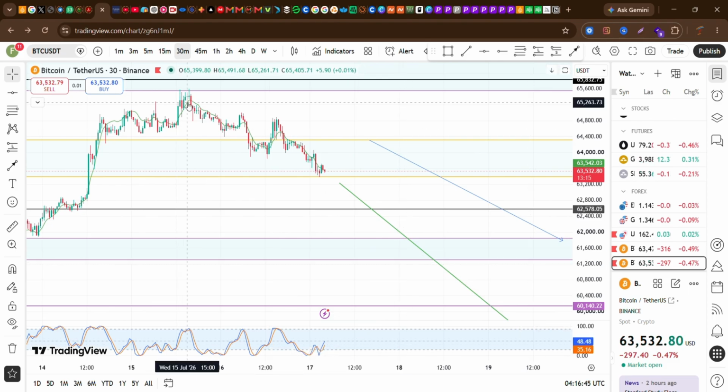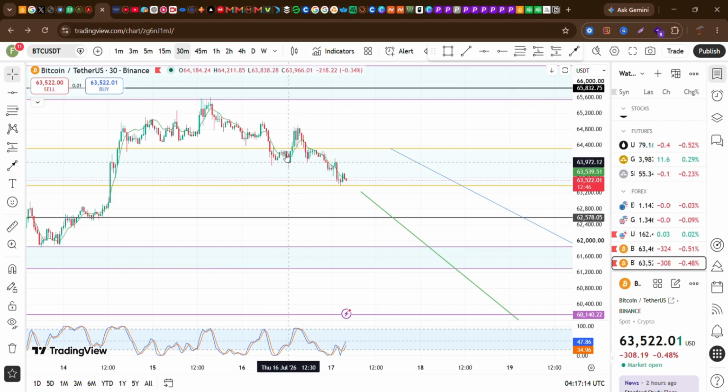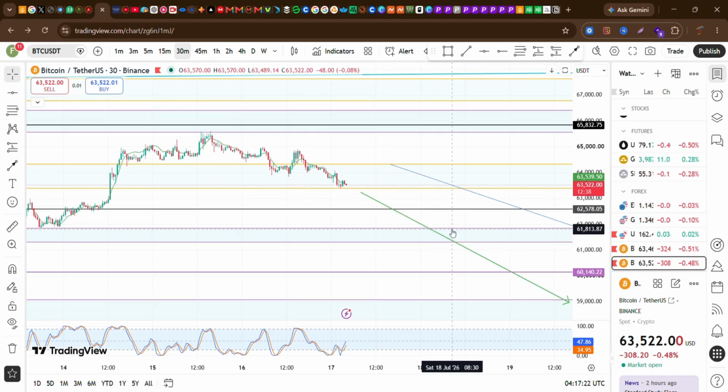So you see guys, this is the rejection here, and after the rejection we've been having lower highs and lower lows patterns. Also another thing I want you guys to pick from here is that the movement has been slow. It's been a slow rejection, so a slow movement. There's no volatility and no volume in the market. So it's going to go slowly down until it gets to this zone here.